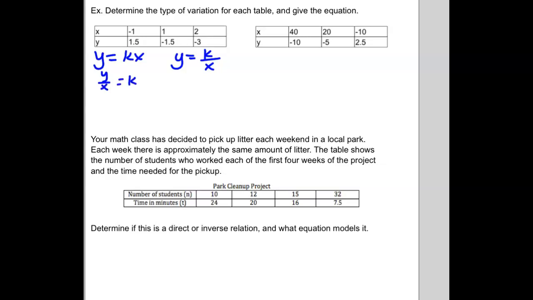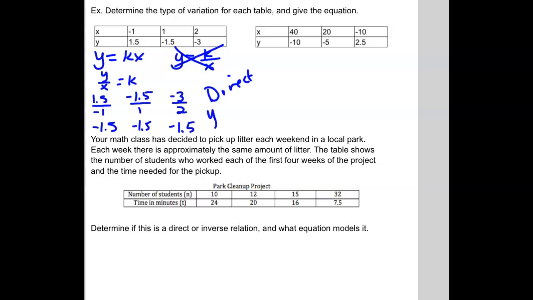If we take our y values, 1.5 divided by negative 1, we get negative 1.5. If we take negative 1.5 divided by positive 1, we get negative 1.5. If we take negative 3 divided by 2, we get negative 1.5. So we are getting a constant. That means this one is direct, not inverse. Direct variation, y equals negative 1.5 times x.